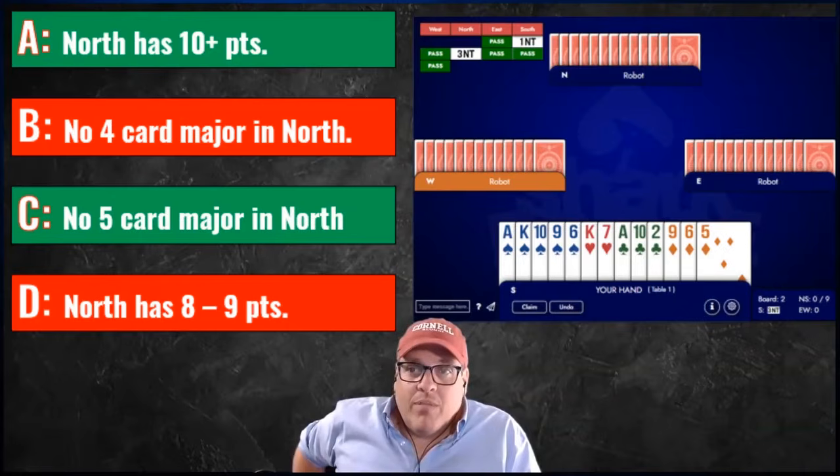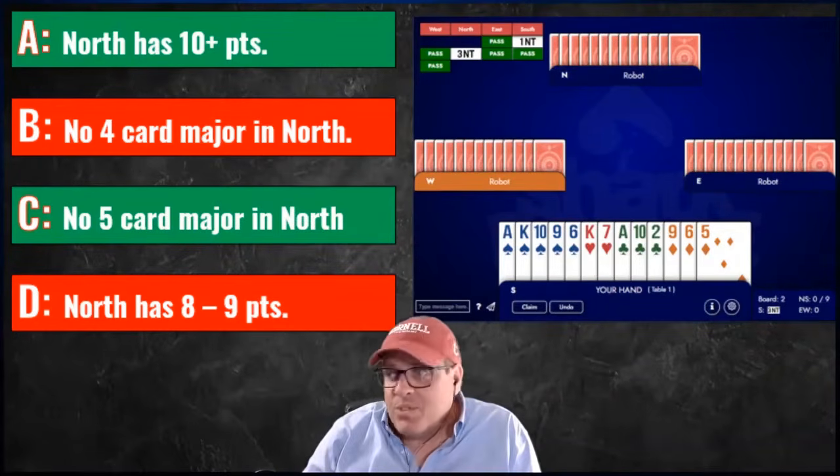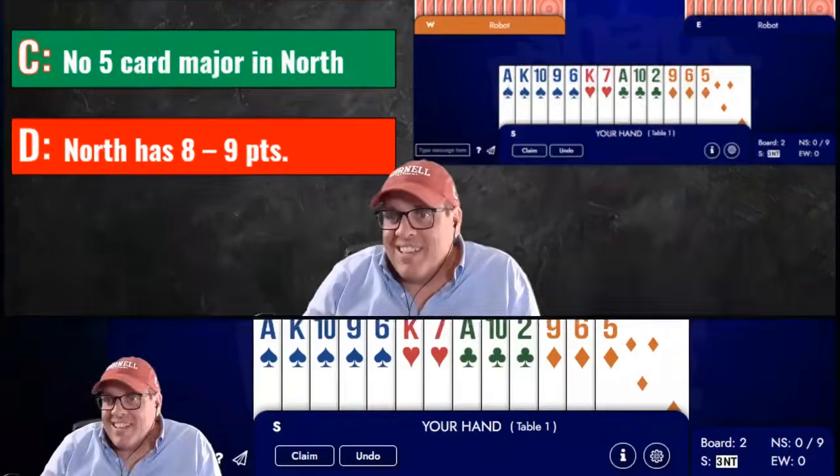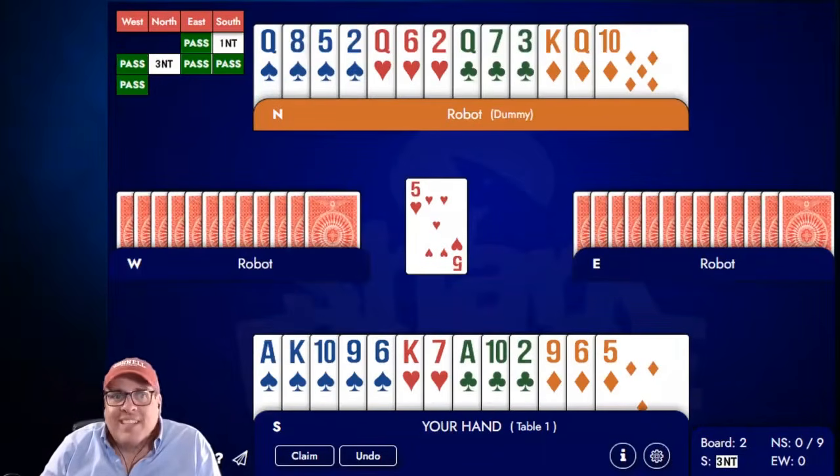Because you would think if we're going to game and we have a 4-card major, what the heck, man? What's Rob doing to me here? I will show you why partner chose to do this. That's why, folks. There it is. Partner is flat. Partner has a totally flat hand, 4, 3, 3, 3.